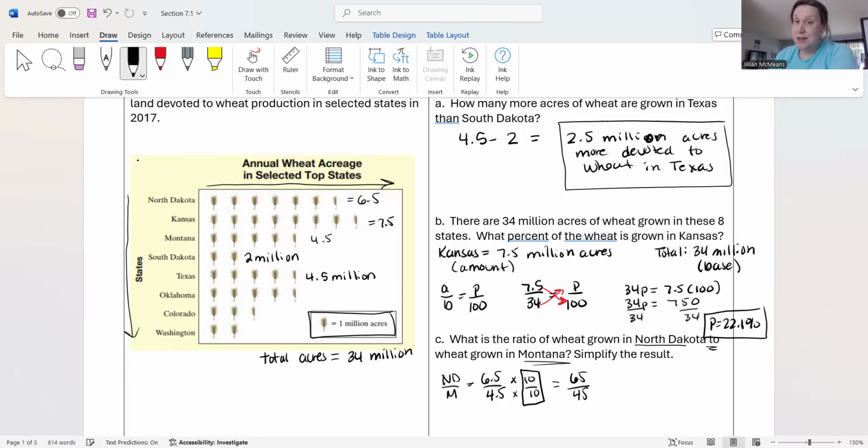Both of these numbers end in 5, so that tells me they're both divisible by 5. Now, 45 is easy. That's 9. 65 divided by 5, you may need a calculator to help you, but 65 divided by 5 is 13. So the ratio of wheat grown in North Dakota compared to Montana is 13 to 9.